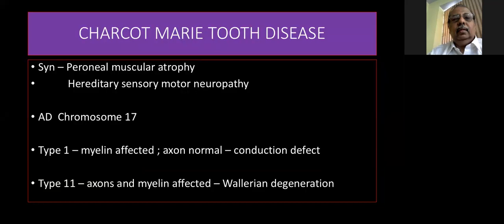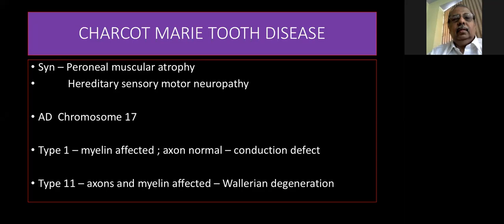A few words regarding this disease called Charcot-Marie-Tooth, which is probably the commonest cause of cavus foot. It's otherwise called peroneal muscular atrophy or hereditary sensory motor neuropathy. It is an autosomal dominant condition due to some abnormality in chromosome 17. There are two types. Type 1, the myelin is affected and axons are normal, so it is a conduction defect. Type 2, axons and myelin are affected. This leads to variety in degeneration.